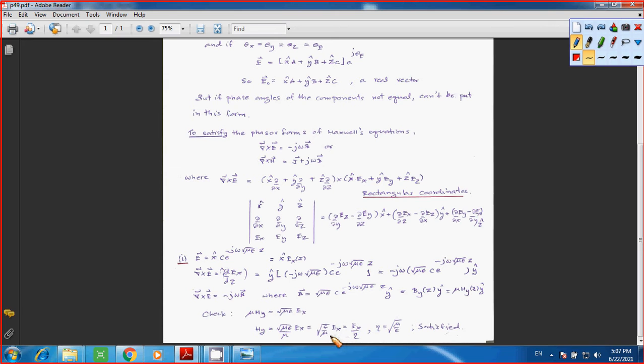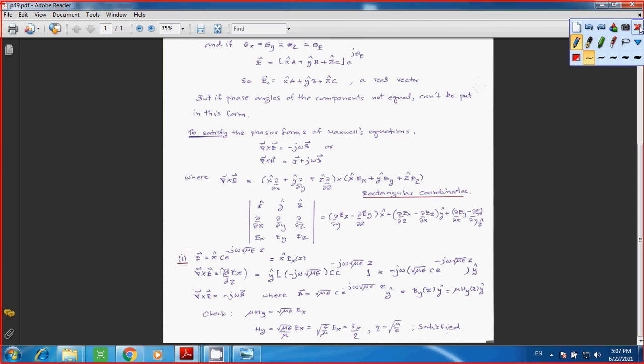Square root mu over epsilon is actually eta, or the intrinsic impedance of the medium, and that agrees with E equal to eta H, where eta equals square root mu over epsilon. So that satisfies Maxwell's equations for case 1.